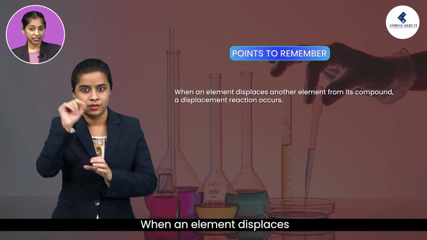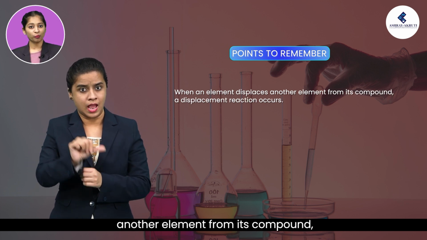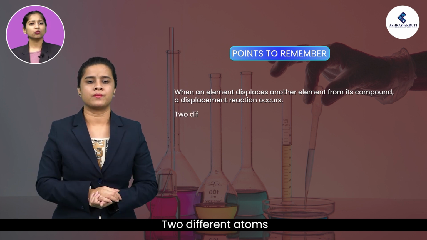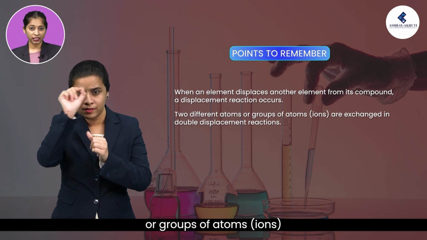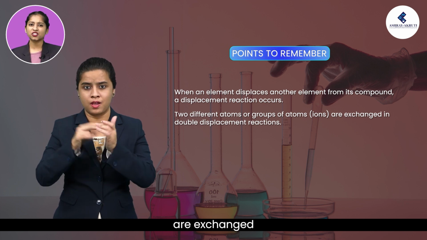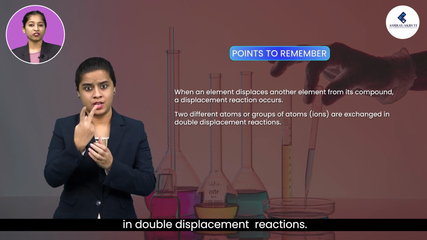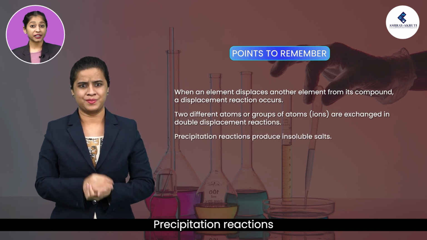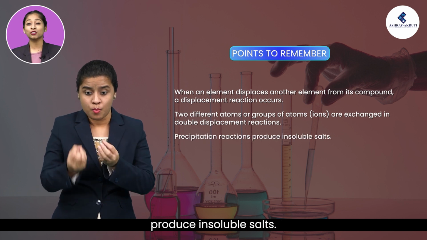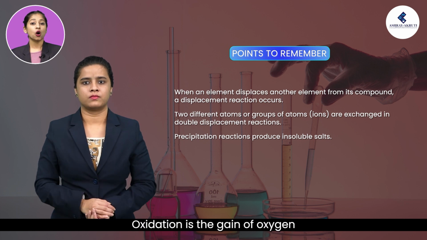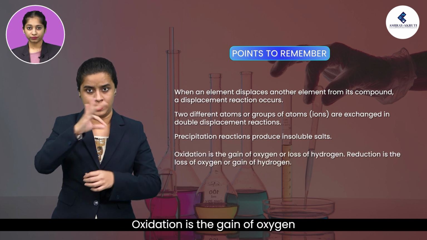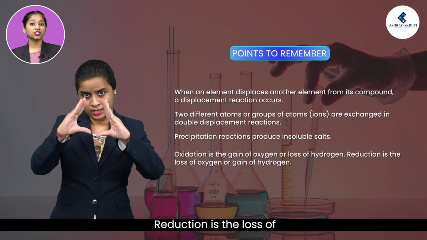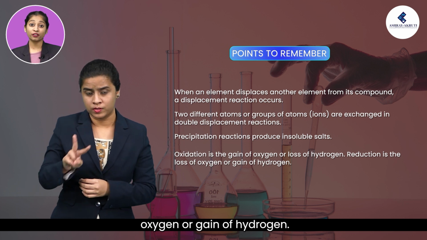When an element displaces another element from its compound, a displacement reaction occurs. Two different atoms or groups of atoms, ions, are exchanged in double displacement reactions. Precipitation reactions produce insoluble salts. Oxidation is the gain of oxygen or loss of hydrogen. Reduction is the loss of oxygen or gain of hydrogen.